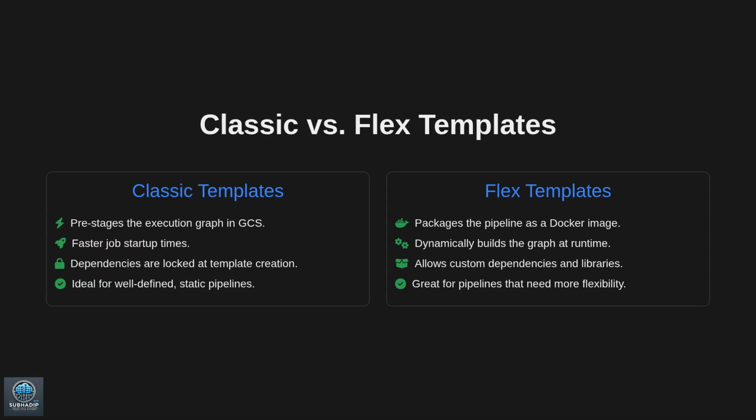Dataflow offers two main types of templates. Classic templates pre-stage the execution graph for faster job startups with fixed dependencies. Flex templates use a Docker image, offering greater flexibility with custom libraries at runtime. We will focus on the classic template approach in this tutorial.